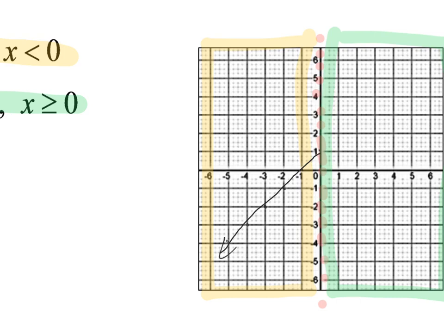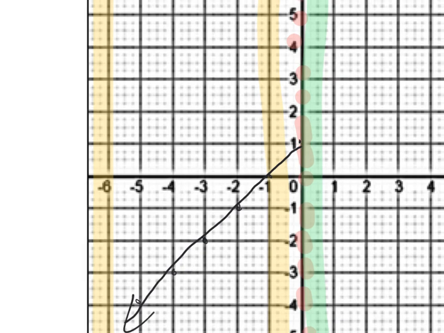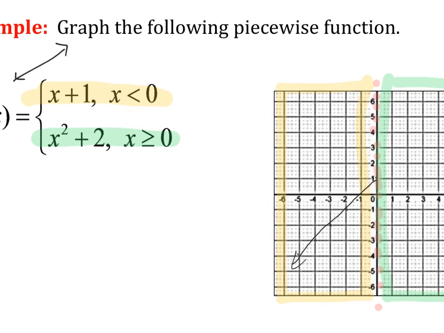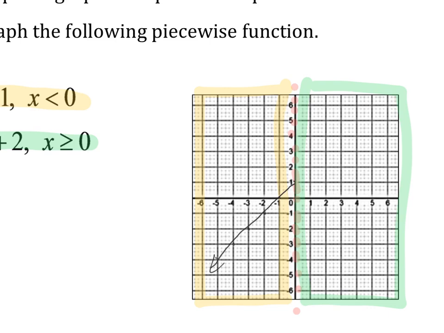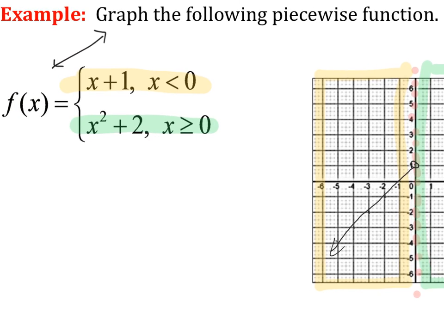Now when I get to the actual part of the graph where it intersects that boundary line, I have to figure out is it going to be an empty circle or filled in circle. According to this, there's no underline, so it's going to be an empty circle. There we go.